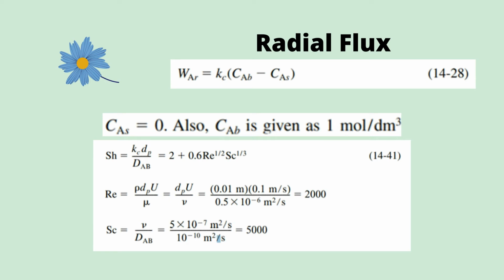Our dp, or the diameter of the pellet, is 0.01 meter, and our u, which is the free stream liquid velocity, is 0.1 meters per second, over the kinematic viscosity, which is equal to 0.5 times 10 to the power of negative 6 meters squared per second. Solving the Reynolds number, we obtain 2000. For the Schmidt number, it is equal to ν over DAB. Our ν is equal to 5 times 10 to the power of negative 7 meters squared per second, and our DAB is equal to 10 to the negative 10 meters squared per second, which gives 5000.